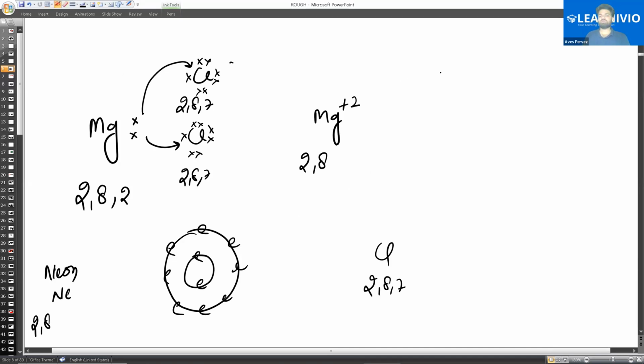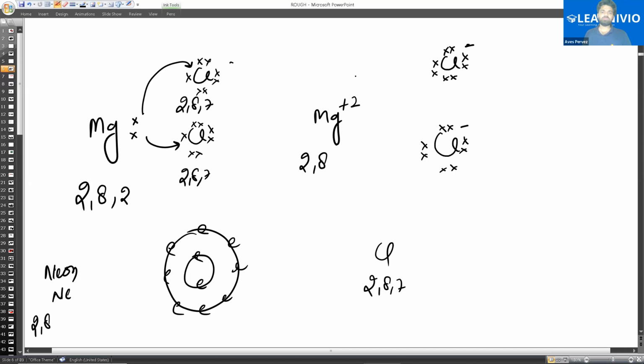The chlorine atoms will gain an electron and become 2,8,8, with 8 electrons in the outermost shell. They will acquire a -1 negative charge because they have accepted 1 electron, and accepting an electron makes them negatively charged. Understood? Yes, understood.